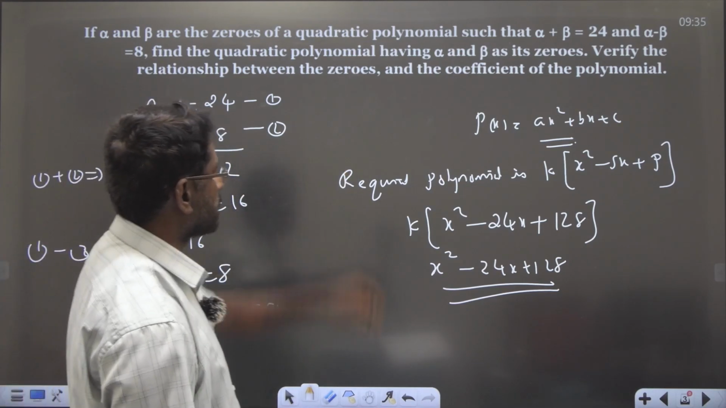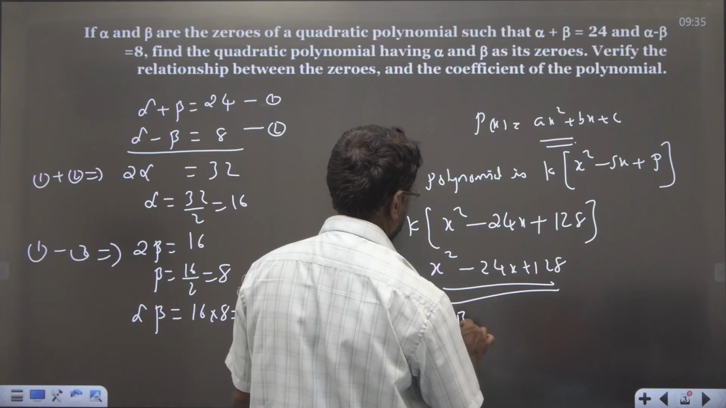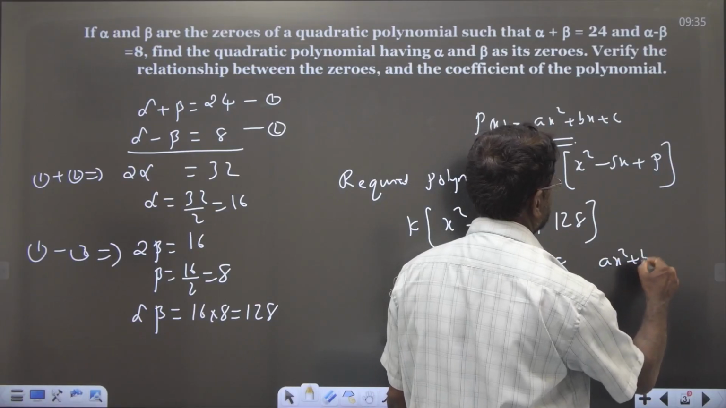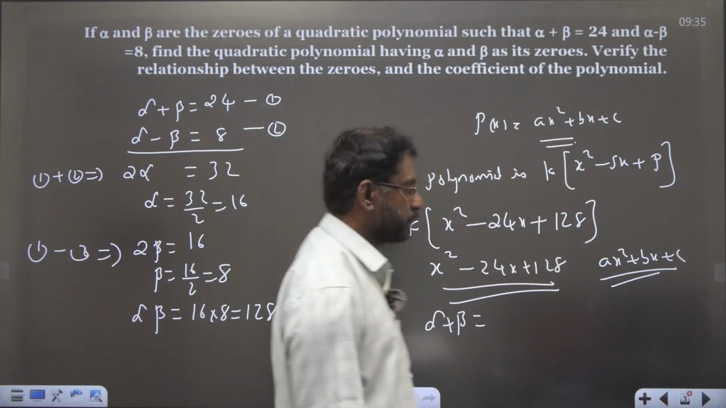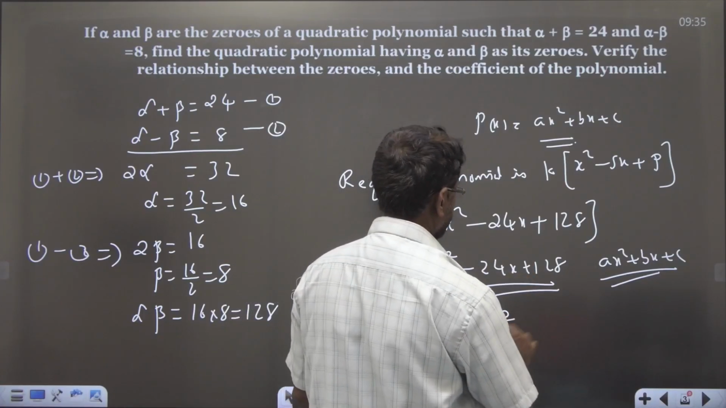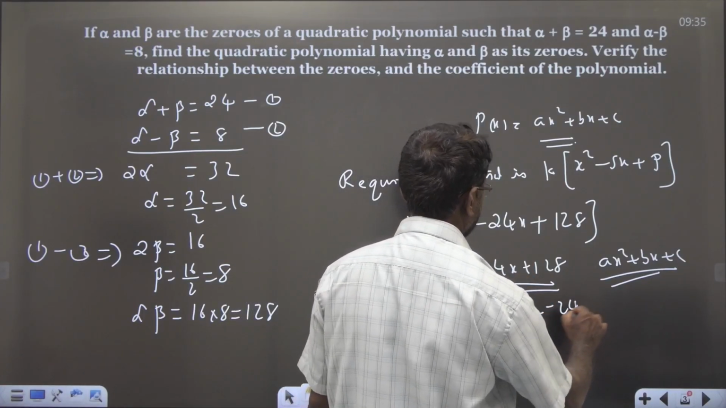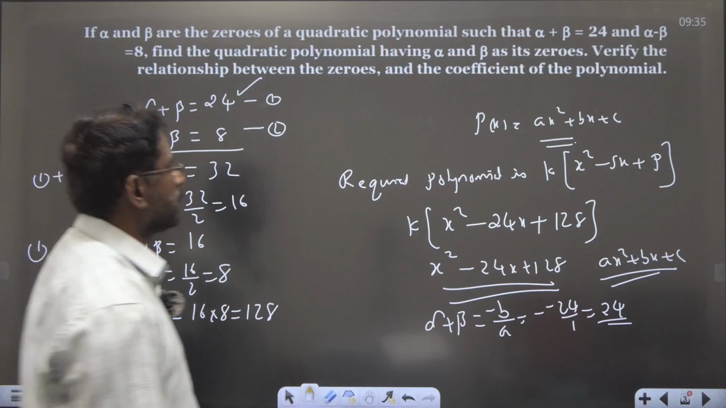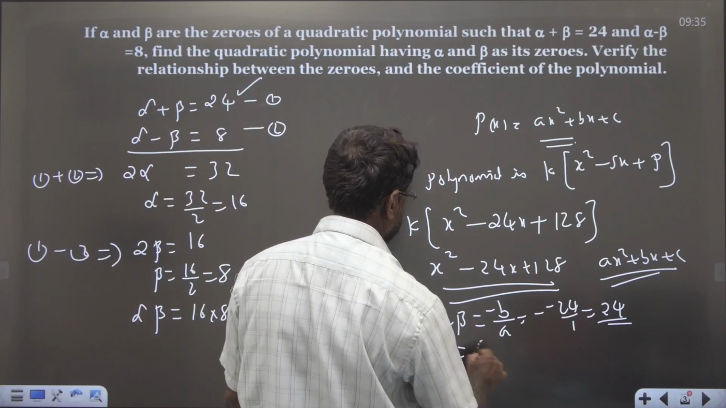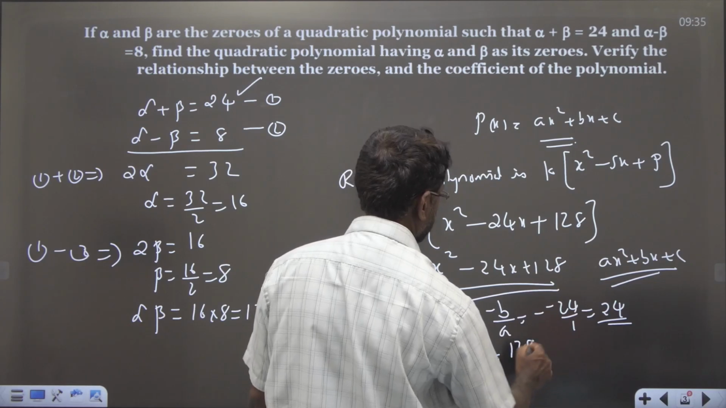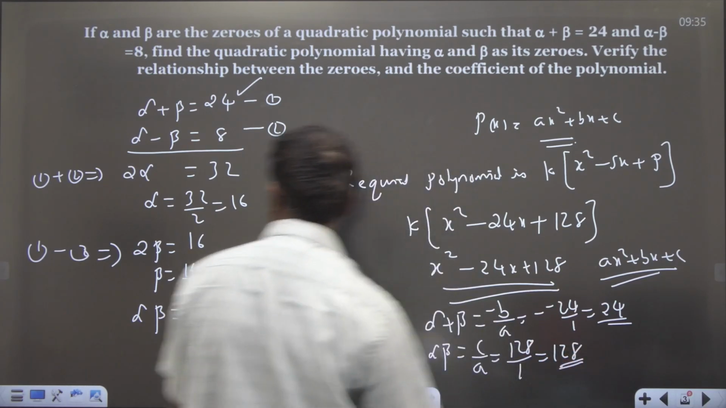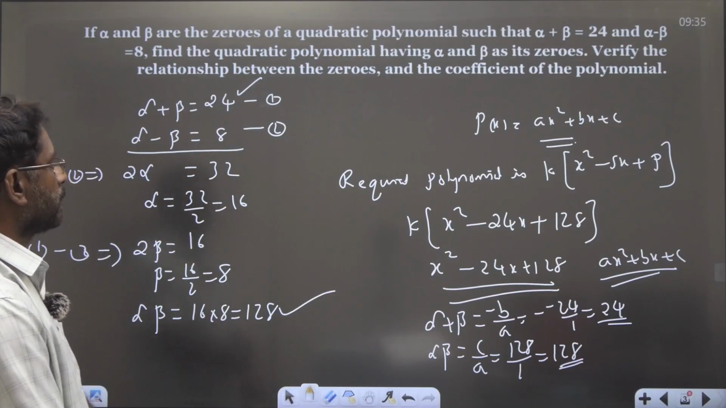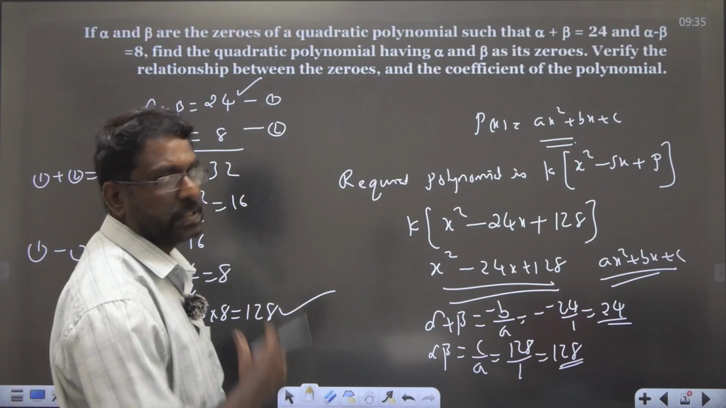So how can we verify it? What is alpha plus beta? This is of the form ax square plus bx plus c. Alpha plus beta is minus b by a. Here it is minus of minus 24 by 1, that is 24. That is correct, that is given in the question, 24. Then what is alpha beta? Alpha beta is c by a. What is c? 128, by 1, that is 128. Already we got it. Alpha beta 16 into 8, that is 128. Okay. This is the method of doing this question.